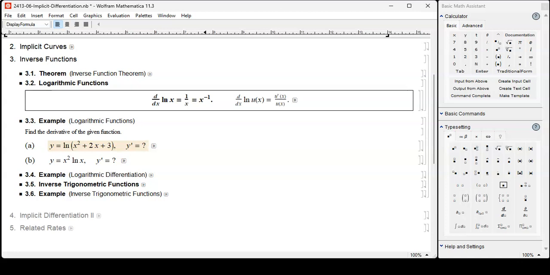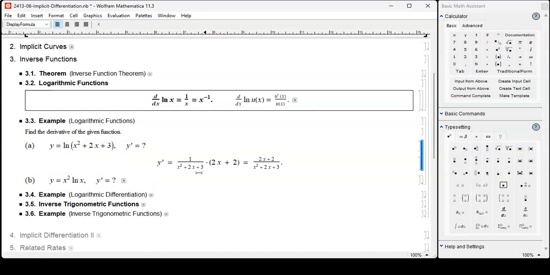Stop the playback and go ahead on your own. What do you get? And then you can go ahead with this one too. Again, this is really easy as well. So take. Okay, alright. All done? I hope so. Okay, let's come back to this. What's the derivative?